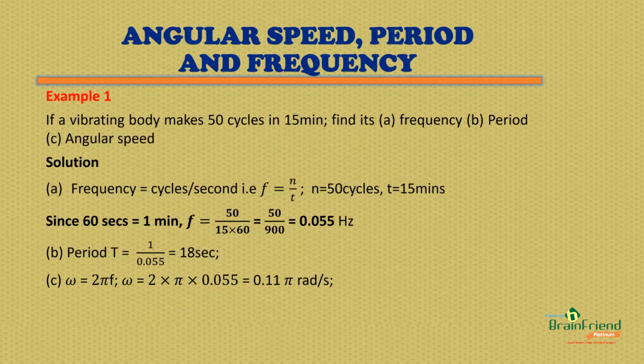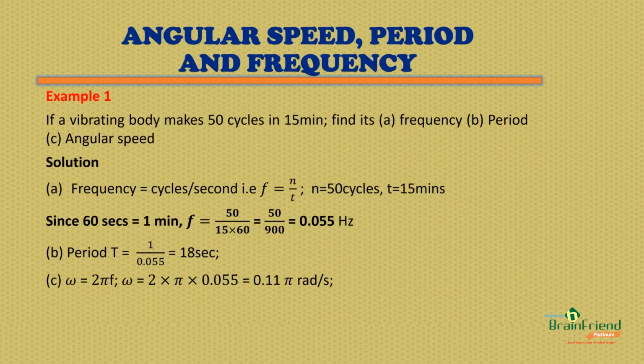Having shown these relationships, now let's go on to solve some examples. Example 1. If a vibrating body makes 50 cycles in 15 minutes, find its A, frequency, B, period, and C, angular speed. Now, before solving calculations in physics, it's important for you to take note of the values that are given in the question, the parameters you are solving for, and the expression that relates the parameters you are solving for with the values that are given in the equation.